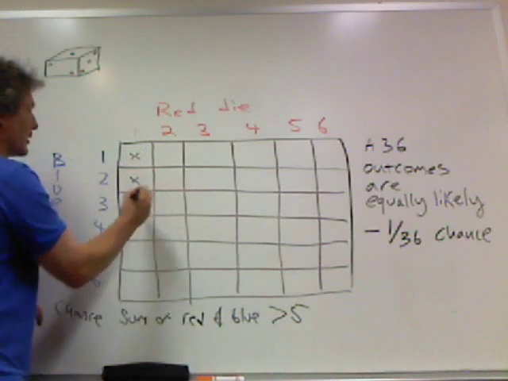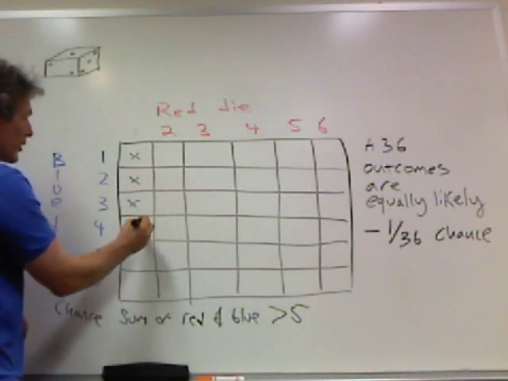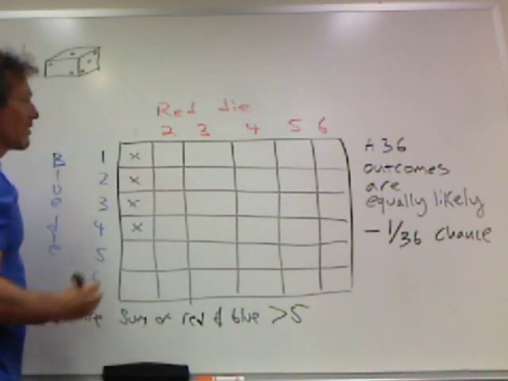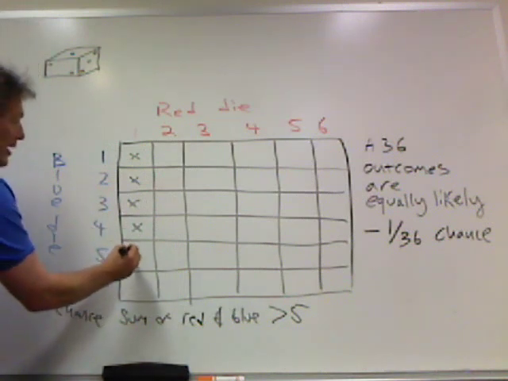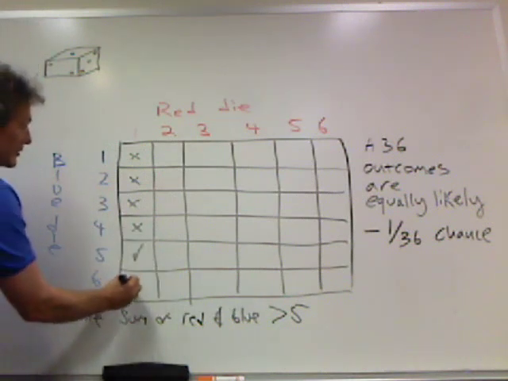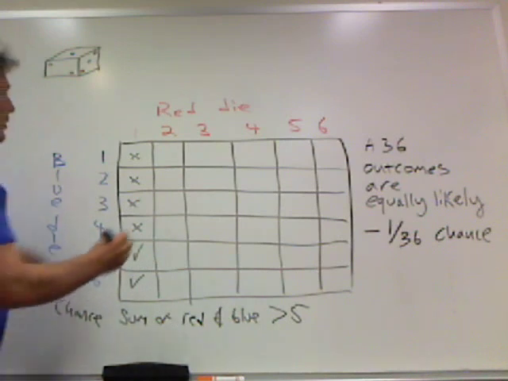2 plus 1 is 3, not interested in that. 3 plus 1 is 4, not interested in that. 4 plus 1 is 5. 5 is not greater than 5, so I'm still not interested in that. But 5 plus 1 is 6, and I'm interested in that. And 6 plus 1 is 7, and I'm interested in that. We could go along like that.